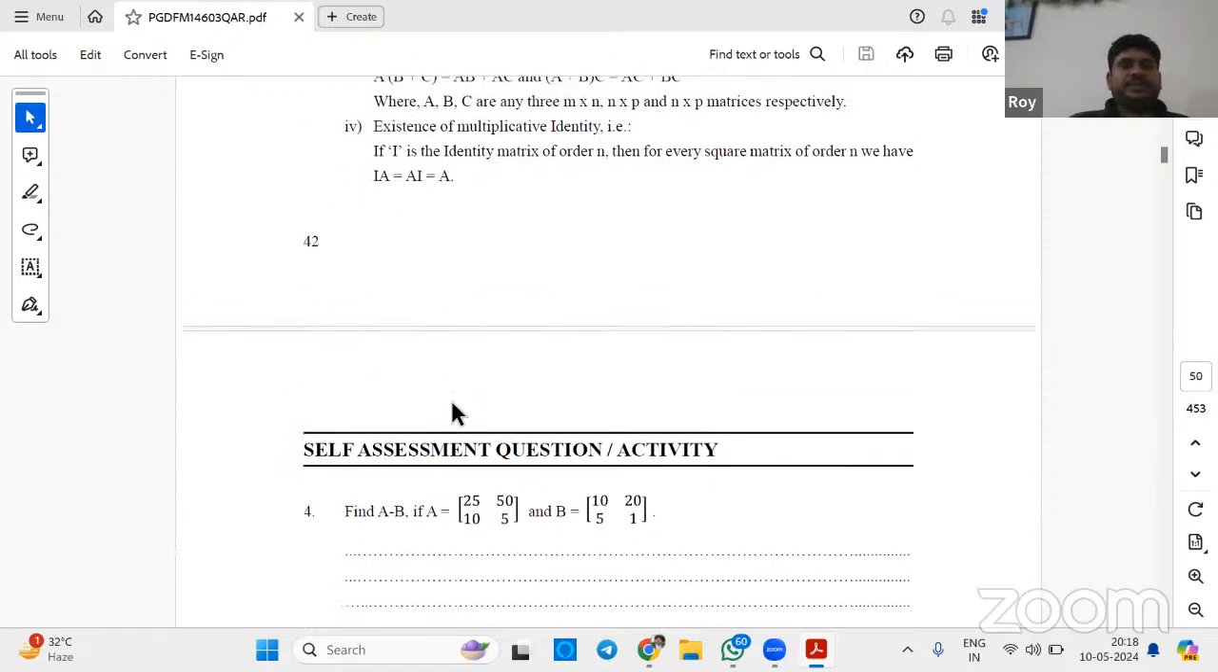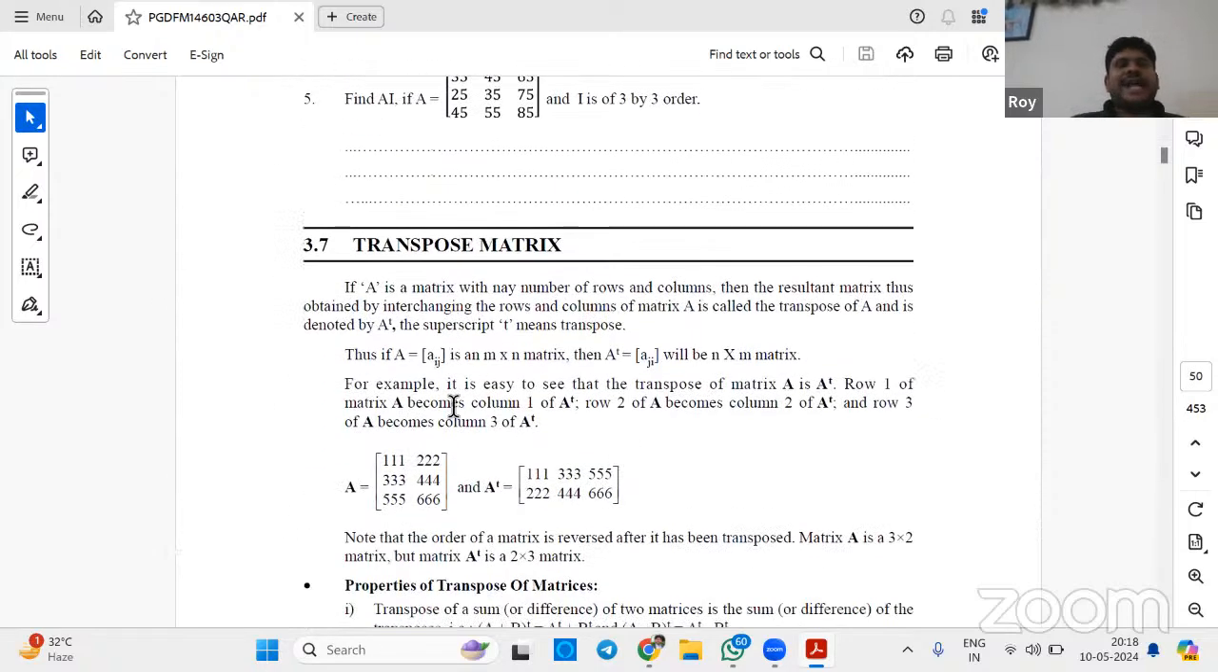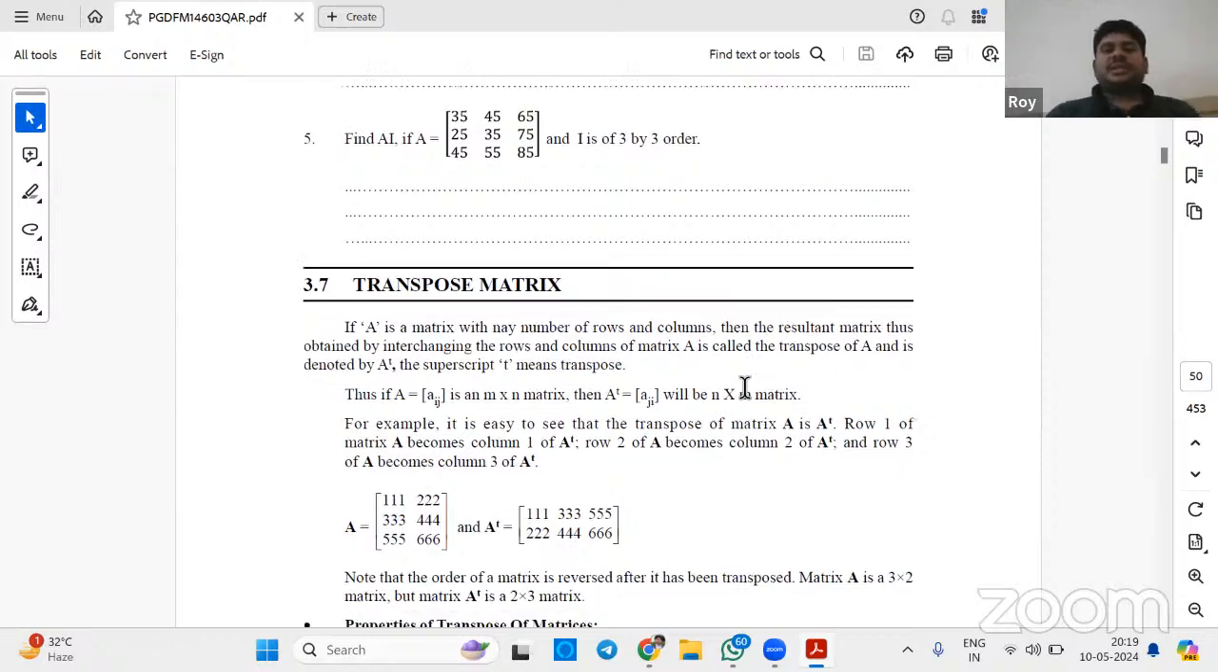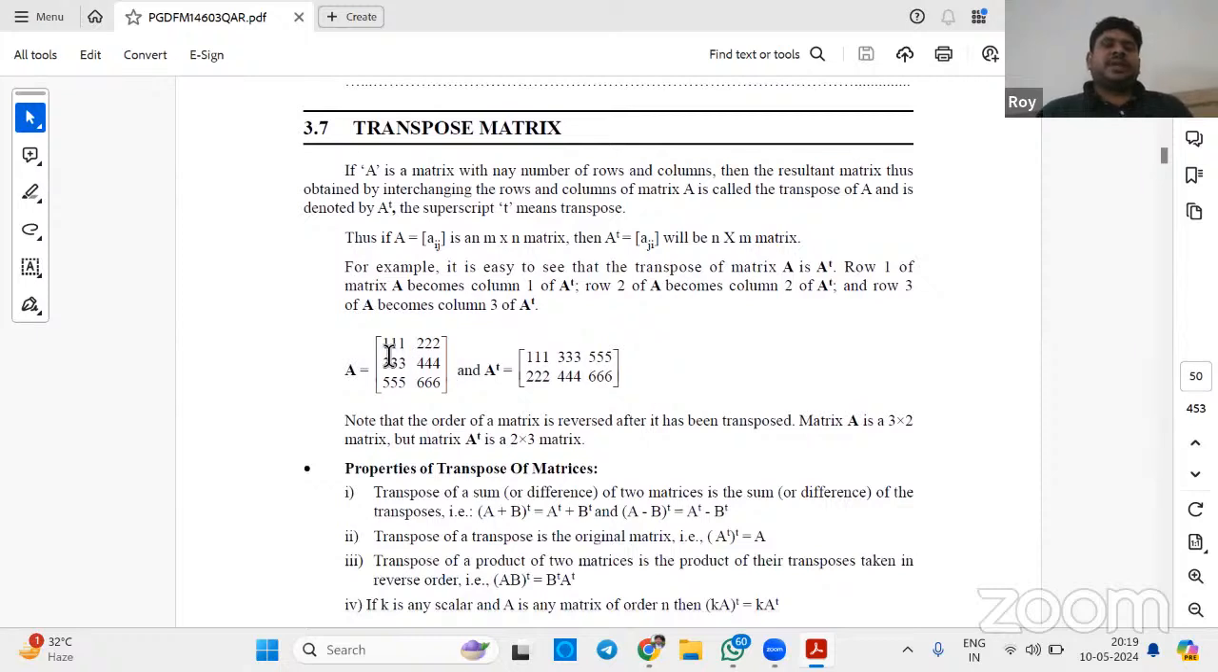Now, transpose matrix, very easy to understand. What is a transpose matrix? A is a matrix with any number of rows and columns. Then the resulting matrix obtained by interchanging the rows and columns of the matrix A is called the transpose. Very easy.